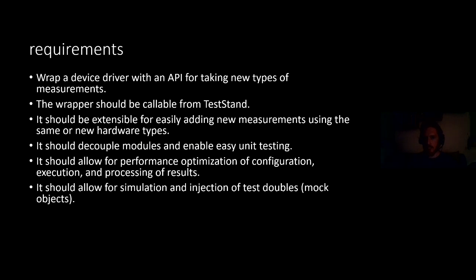It should be extensible for easily adding new measurements using the same or new hardware types. So I kind of need a hardware abstraction layer there. It should decouple modules and enable easy unit testing. It should allow for performance optimization of configuration, execution, and processing of the results. So I need to be modular in the future and allow for adding new things, but also be able to optimize for performance. That's a little bit tricky. And it should allow for simulation and injection of test doubles or mock objects. Well, okay.